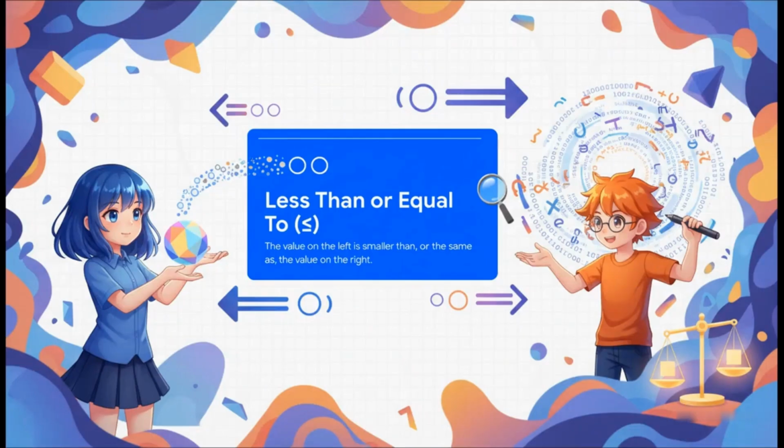And to round out our toolkit, we have less than or equal to. It's the same idea. The number on the left is either smaller, or it could be exactly the same as the number on the right. So 3 less than or equal to 10 is true, and 10 less than or equal to 10 is also true. And just like that, you've got all the basic tools.